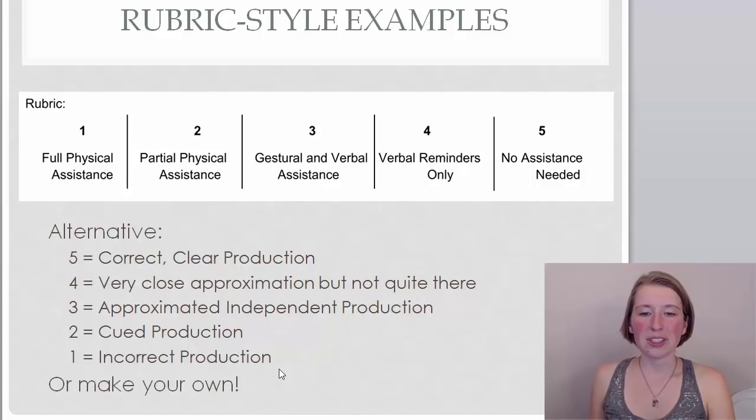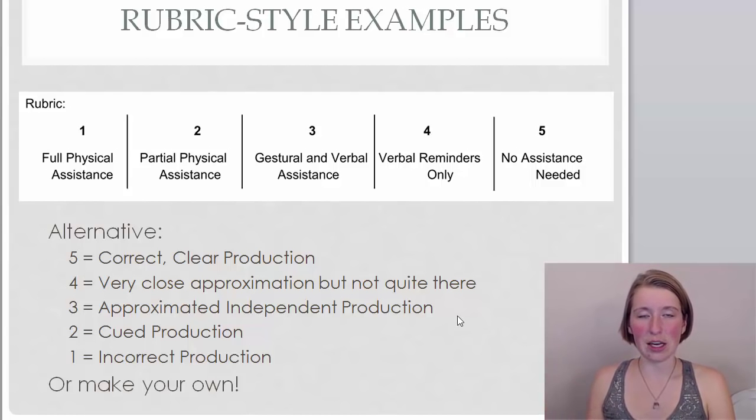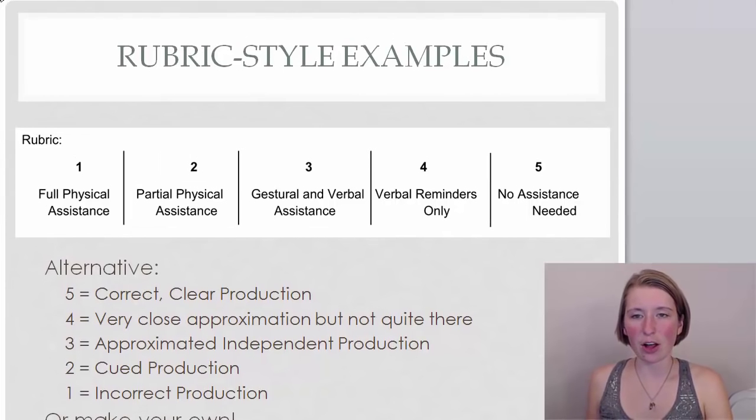So as you can see, some of these are going to be a little subjective. Well, was that really close approximation or just sort of close? But as long as you are scoring consistently each time you score, then it's going to be okay. You're still going to be able to mark progress on that. So those are examples of the rubric style. Again, you can use whatever text in there you want.